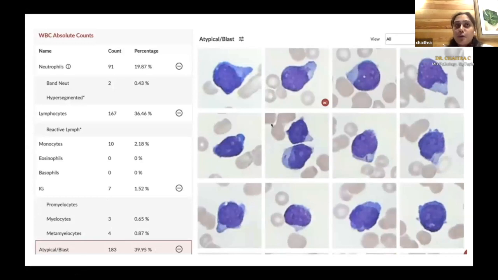So this is the patch view, which I was talking about. Here we can make out the blasts, which had a high NC ratio, fine chromatin, and inconspicuous nucleoli. And a few blasts showed Auer rods, which were virtually evident, similar to the manual microscope. So all the morphological features, including Auer rods, are well appreciated like in our manual microscopy.